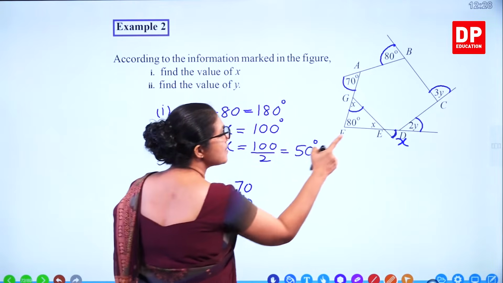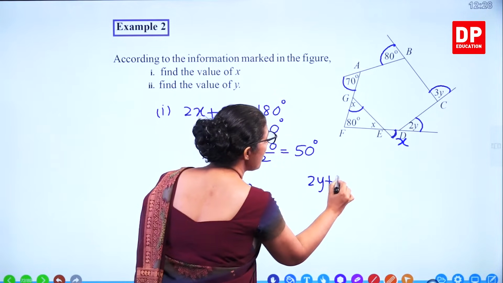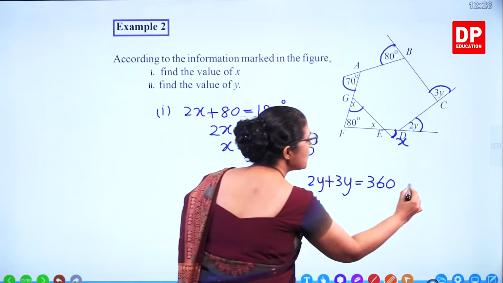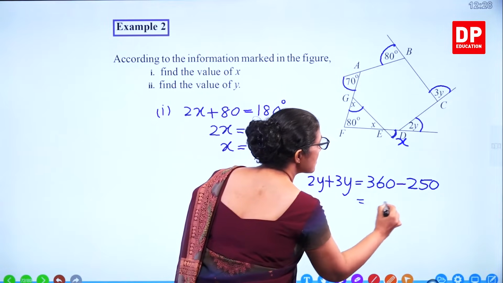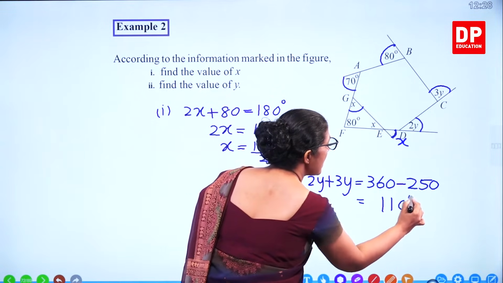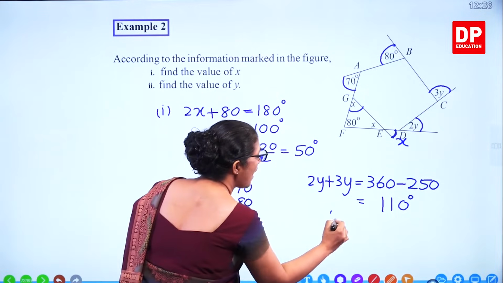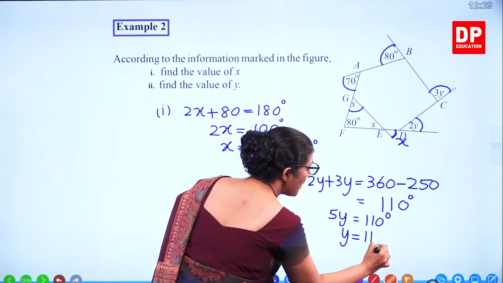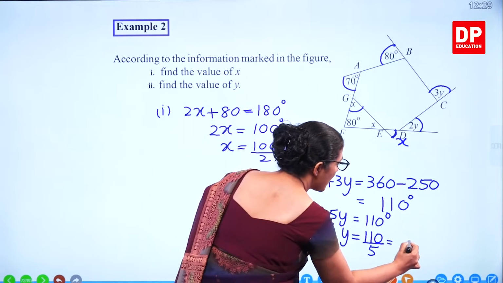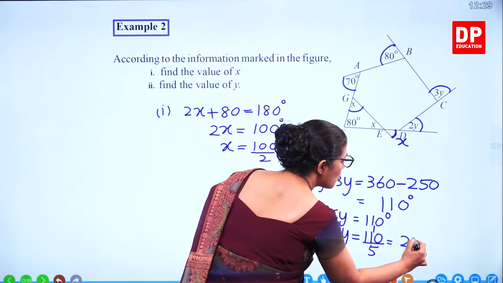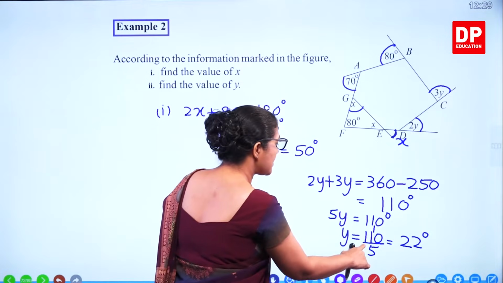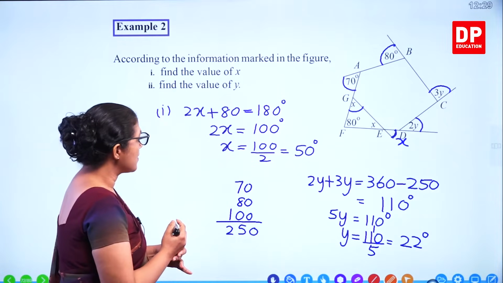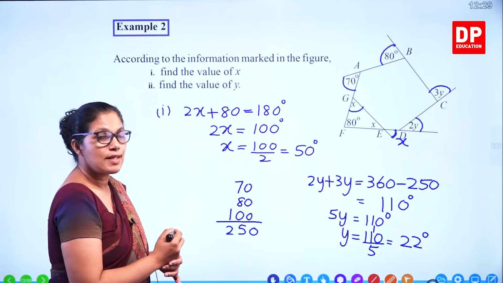So you get 250. So what is 2y plus 3y then? You get 360 minus 250. So that's 110. So 5y equals 110. So what's the y value? Divide by 5. So you get 22 degrees for y. So x is 50 and y equals 22.